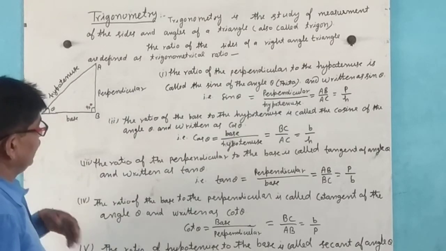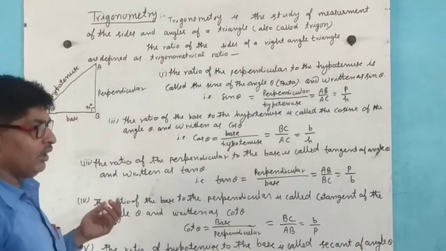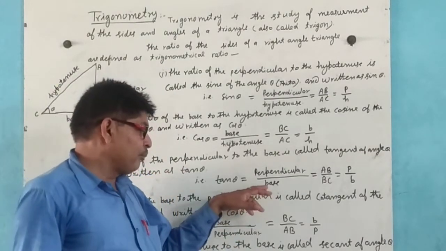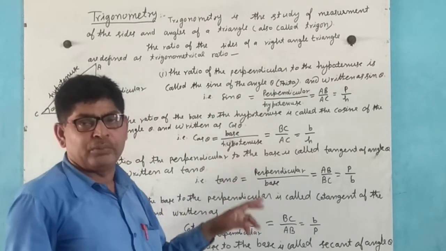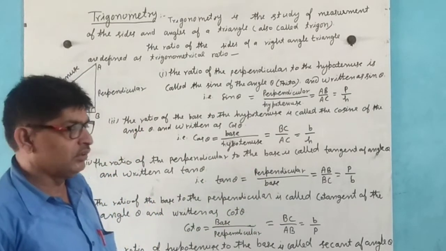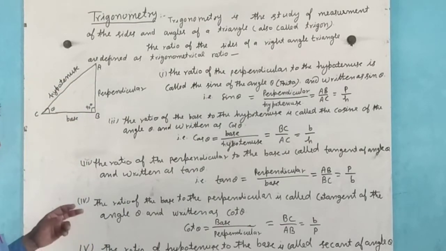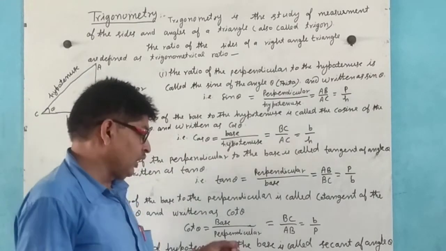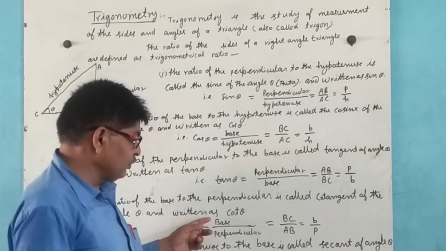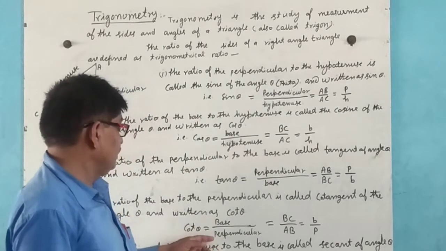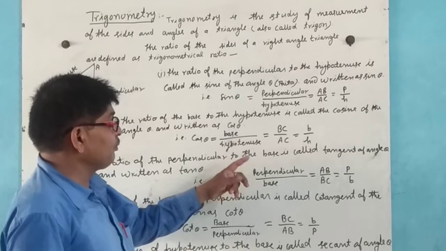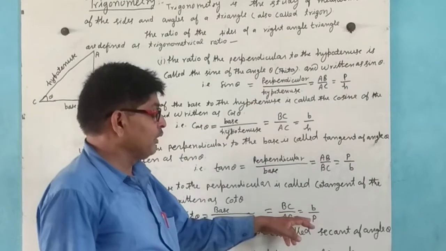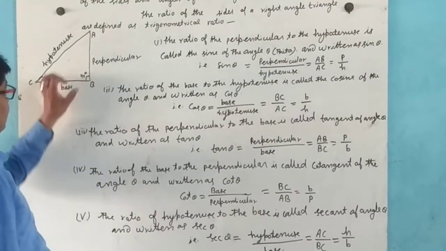Now, similarly, cot theta is the reciprocal of tan theta. It means that the ratio of base with respect to perpendicular is called cotangent of the angle theta, written as cot theta. Cot theta equal to base by perpendicular, BC by AB.